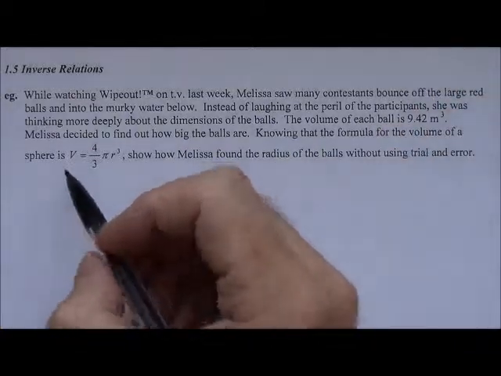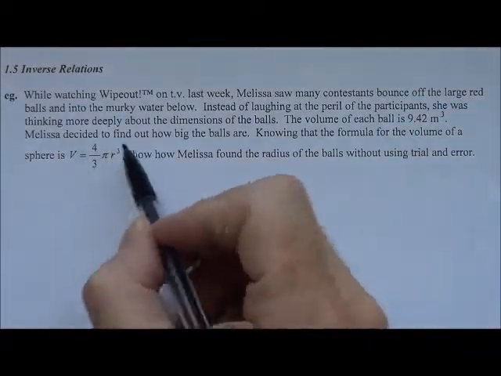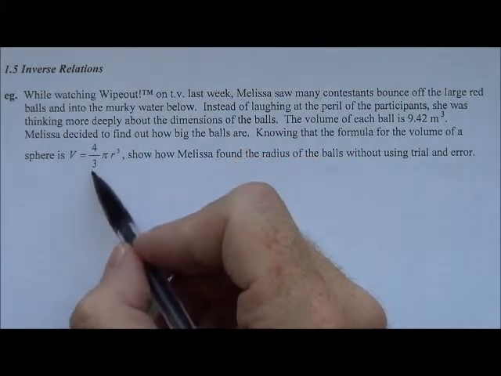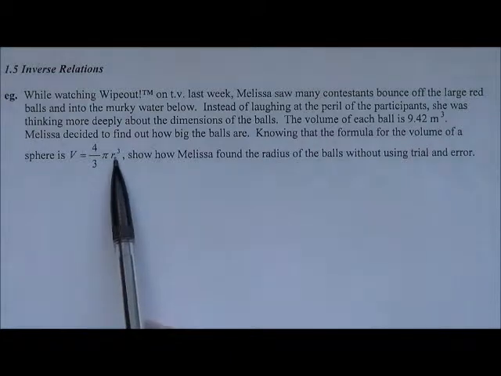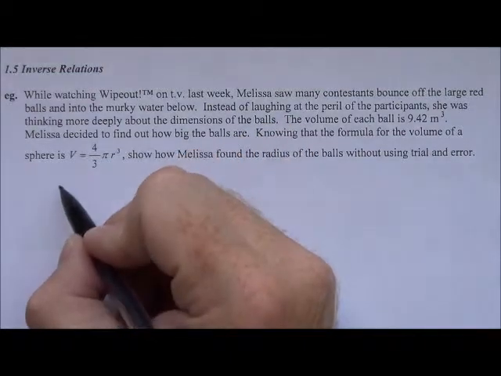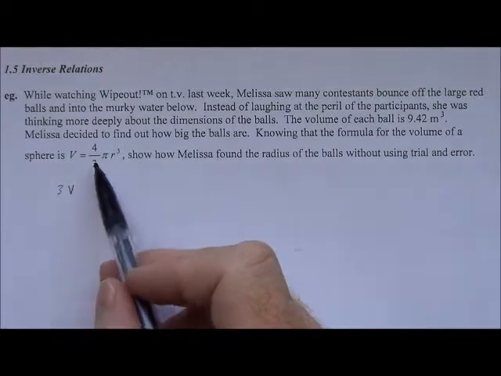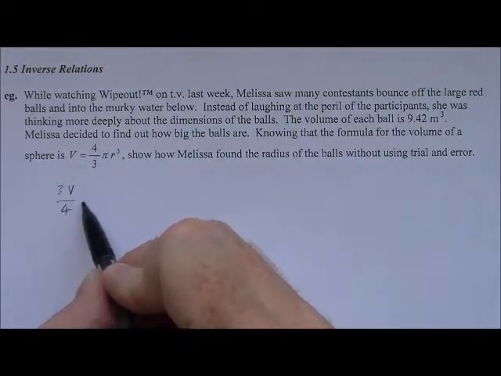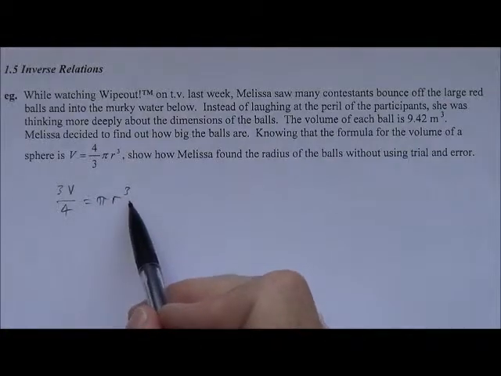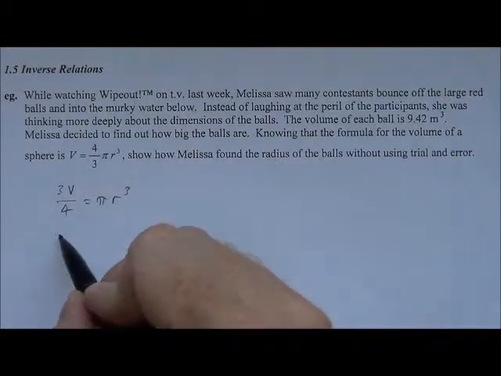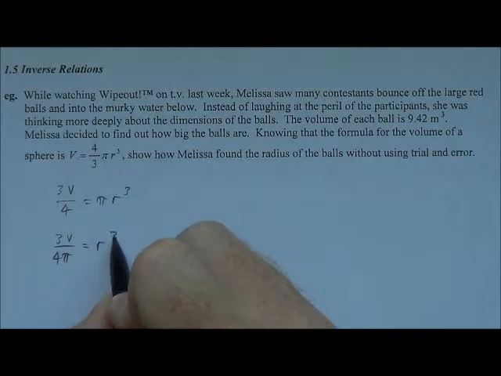Okay, so what we're going to do is undo all these operations. This is 4/3 times pi times r cubed. We want to find the formula for the radius. So we can multiply both sides by 3 to get 3V, and then divide both sides by 4. That's still pi times r cubed, so we can divide both sides by pi, so we get 3V over 4 pi equals r cubed.